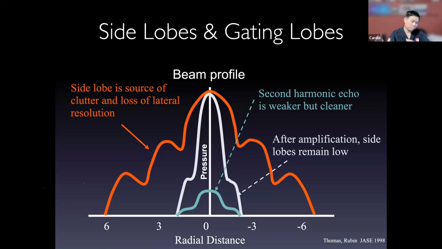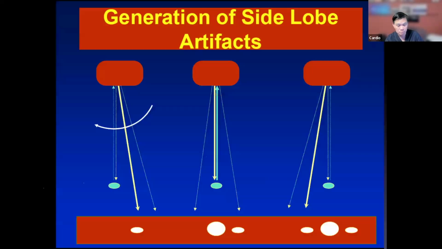If you look at the pictures from before the 1990s or 2000, when fundamental imaging was the main way of doing things, versus after 2000, where pretty much every machine now uses second harmonic imaging as the fundamental way of doing things, we're able to get rid of a lot of the side lobes. So that particular image that you saw was actually a side lobe artifact.